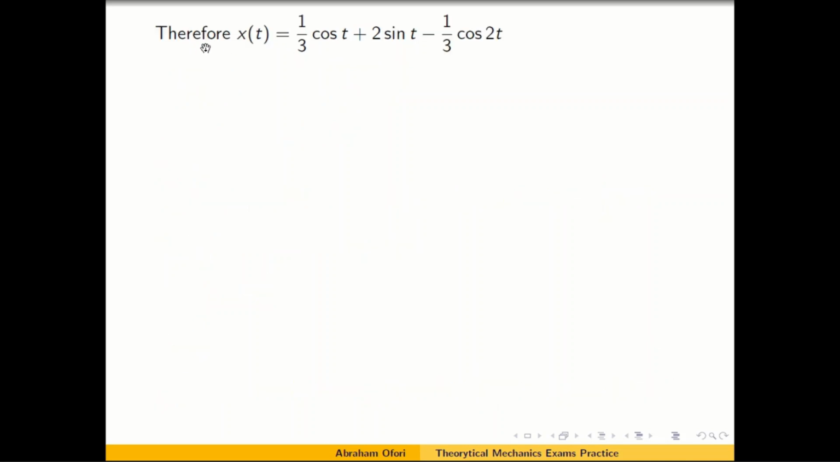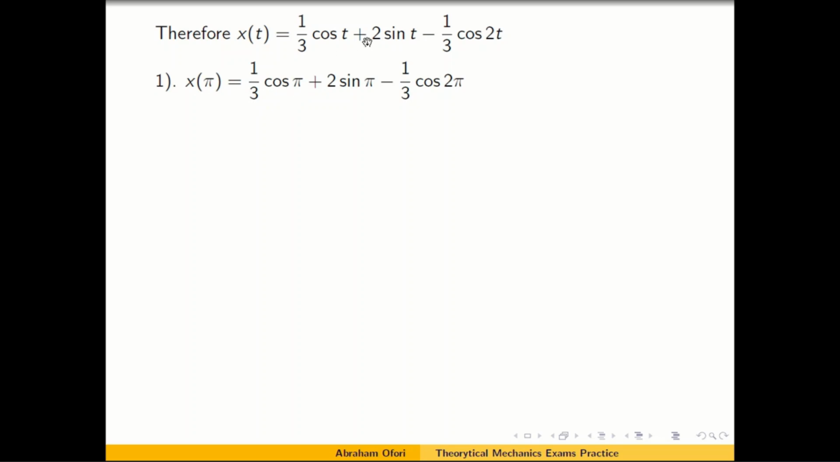So my main s of t is given as 1 over 3 cos t, which is a, plus 2 sine t, which is b, this 2, minus 1 over 3 cos 2t. So this is our main solution for the position of the particle at any time t. So the first question was, you're supposed to find the position of the particle at time t equals what? Pi seconds. So at pi seconds, x of pi is when you put pi inside these.